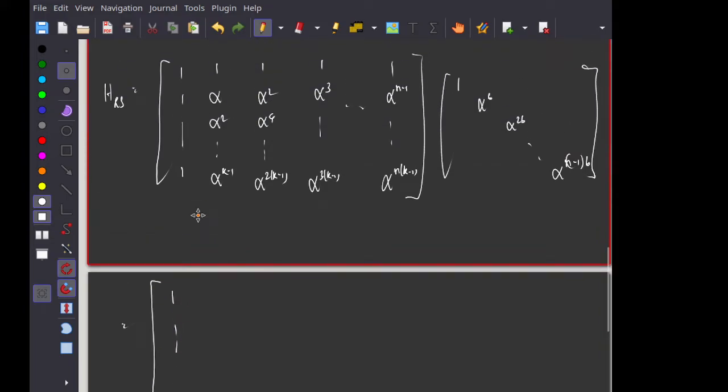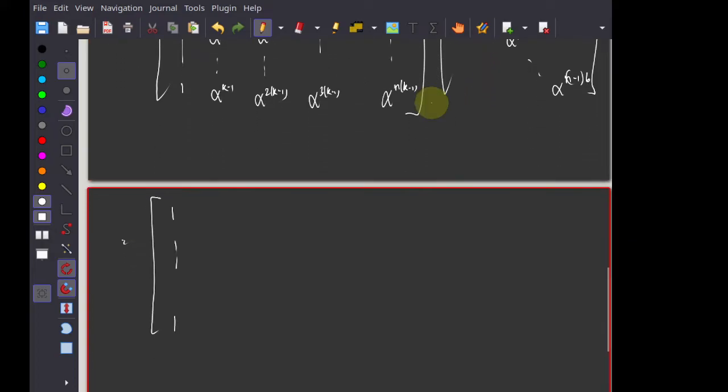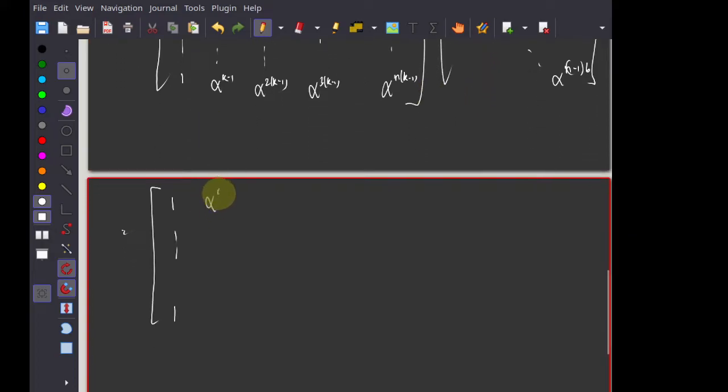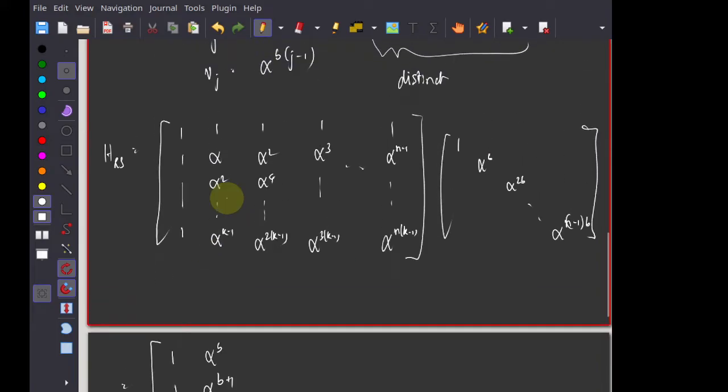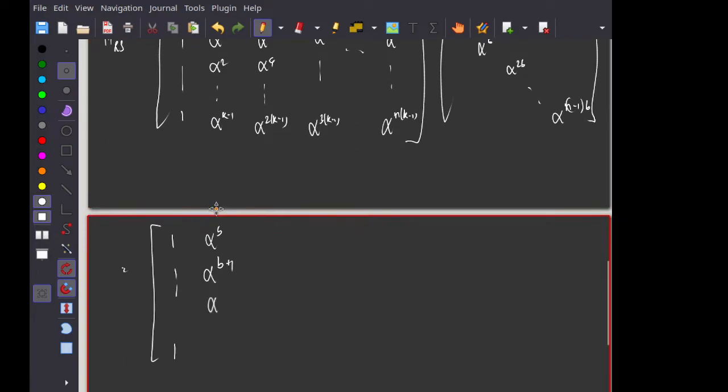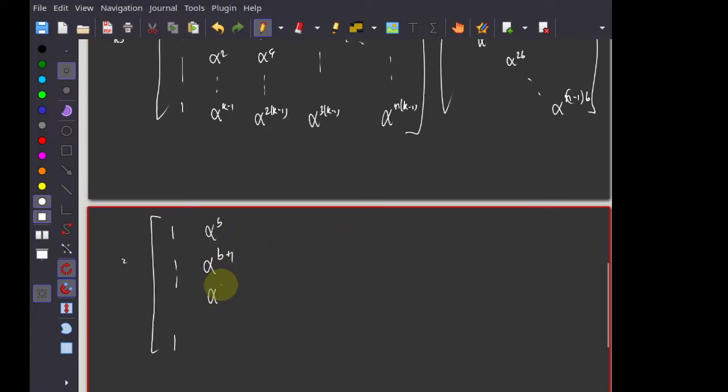What is the second column going to look like? All of these entries are multiplied with alpha raised to b. So it's going to be alpha to the b, alpha to the b plus 1, alpha raised to 2b plus 2, or alpha raised to 2 into b plus 1.